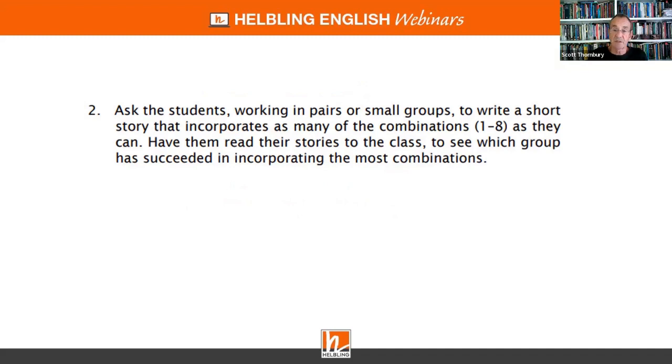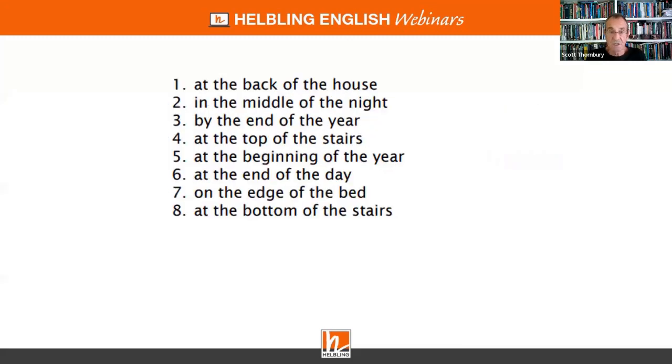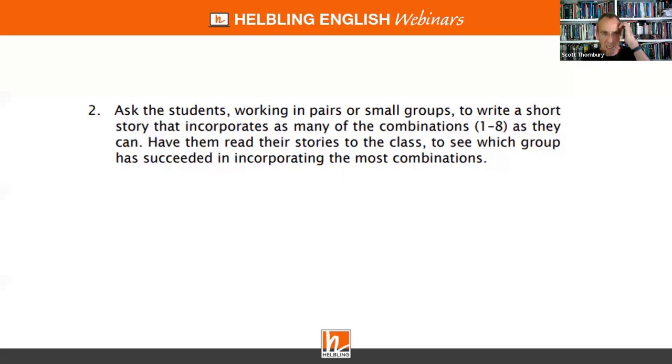Ask the students working in pairs or small groups to write a short story that incorporates as many of the combinations as they can. Any of these combinations. And have them read the stories to the class to see which group has succeeded in incorporating the most combinations. So that's a way of putting these phrases to use. And the idea of writing short stories or narratives or dialogues or whatever is such a good one, and so easy to set up, and allows considerable creativity.